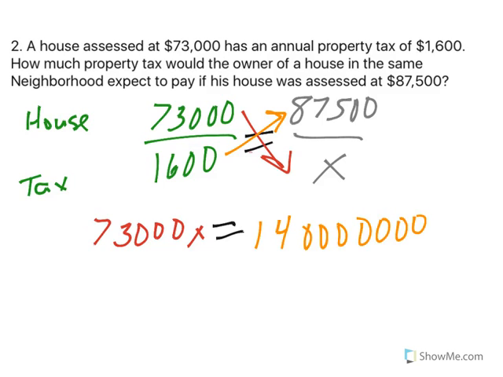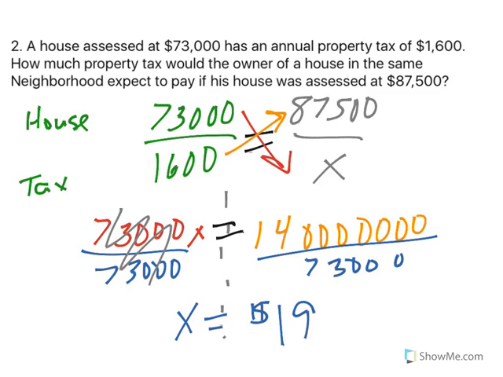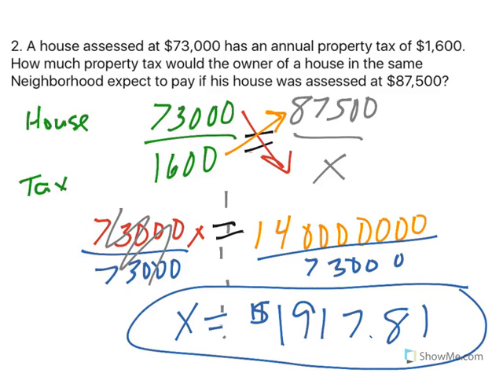Right? Big number, 7 zeros. So, to get x by itself, we're going to divide both sides by 73,000. And generally, I don't even ever clear my calculator. That way I never have to think about how many zeros. It's just already in there. So when I divide by 73,000, I get x by itself because these would reduce to 1. So x equals $1,917.81. And that makes sense because it should be a little bit bigger than 1,600, and it is.